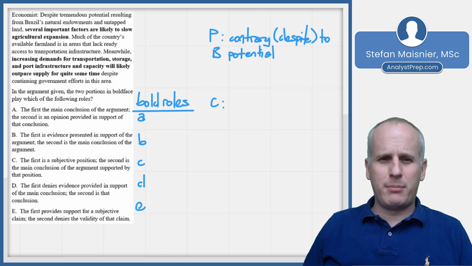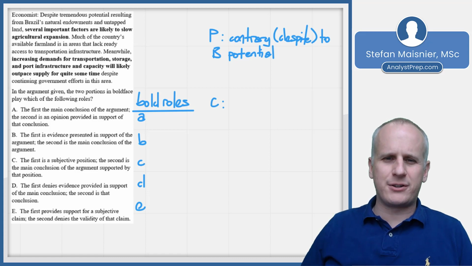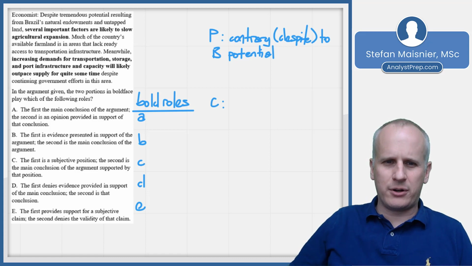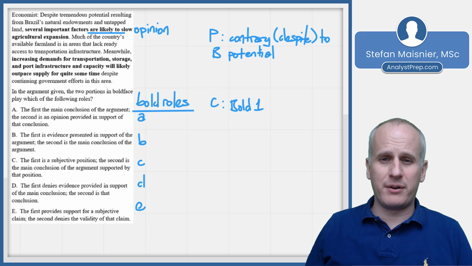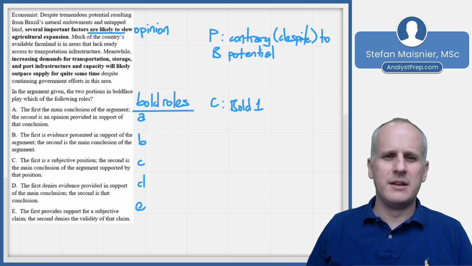Then we get to the first bold, which is several important factors are likely to slow agricultural expansion. So are likely to slow, that's an opinion. And we could just write that bold one is definitively part of the conclusion. Whether it's the main conclusion or not will reveal itself momentarily.